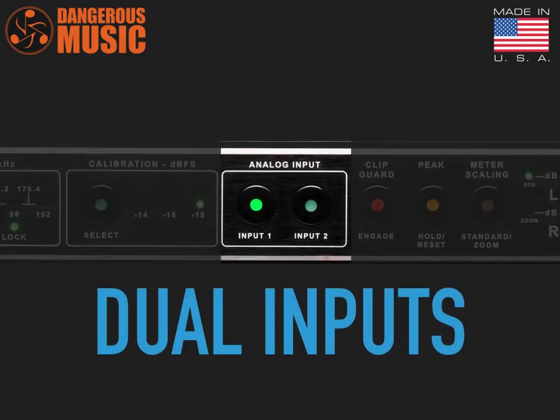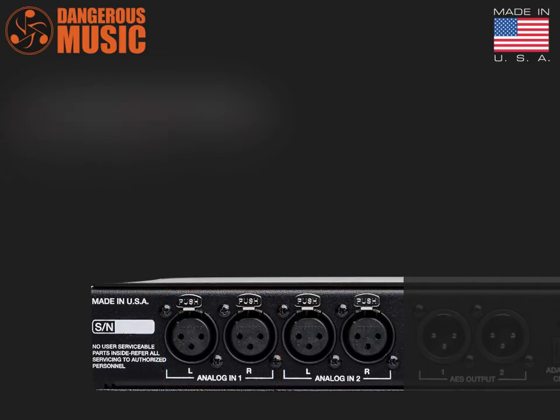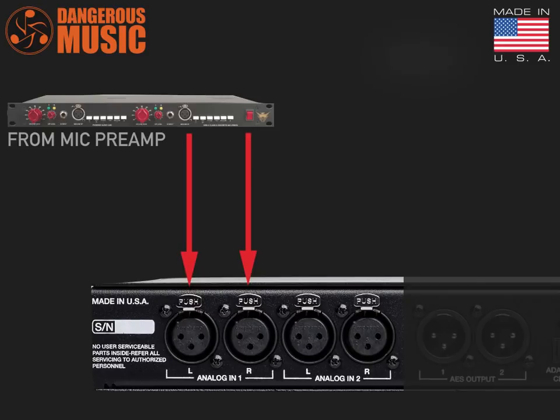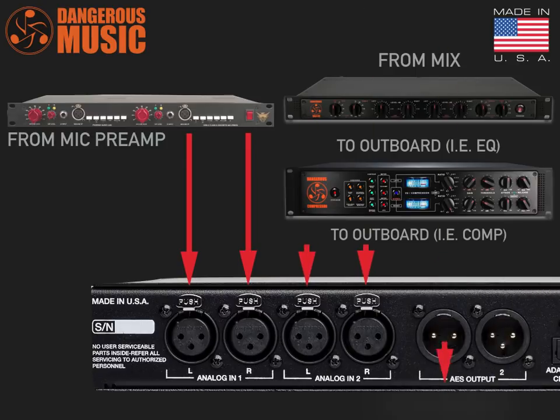Dual inputs. Toggle between two discrete selectable stereo inputs. For example, connect two mono or one stereo mic preamp to input 1 for tracking, and use input 2 for mixing. Connect your final mix bus here, post outboard processing, and then send it back into the DAW for capture.